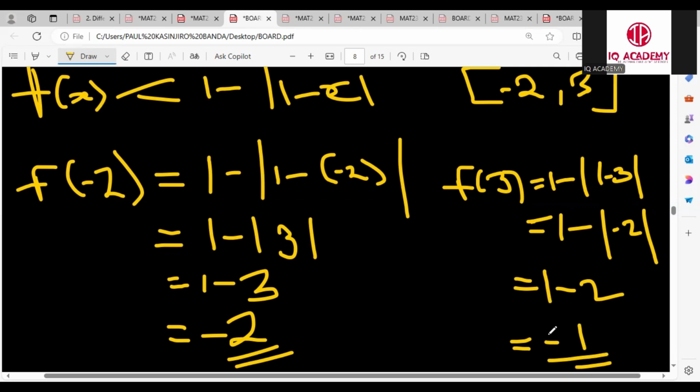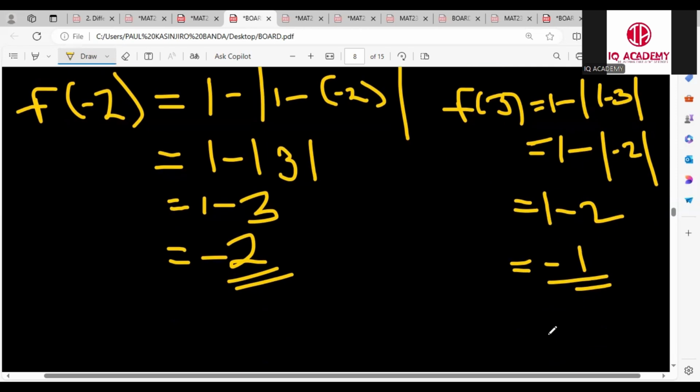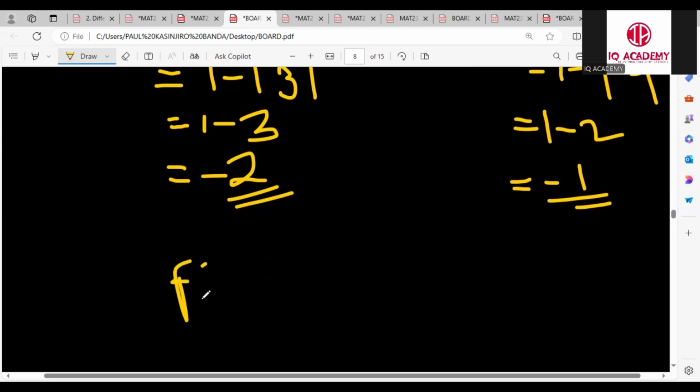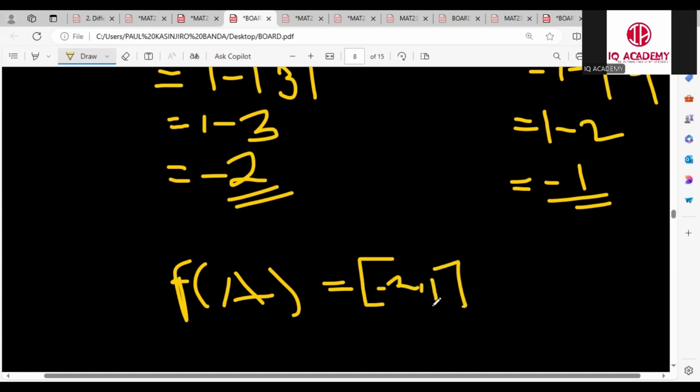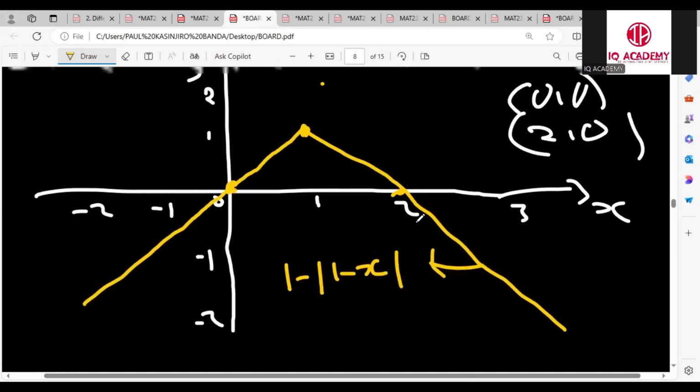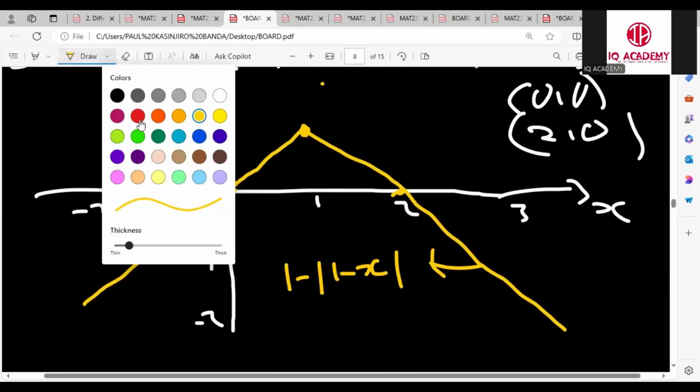So f(A), meaning the image of that interval, we can say that f(A) will actually be equal to, starting from -2 all the way to 1. But now, let's confirm this answer on the graph. So if I go back to this graph here, let me change the color, maybe to red.